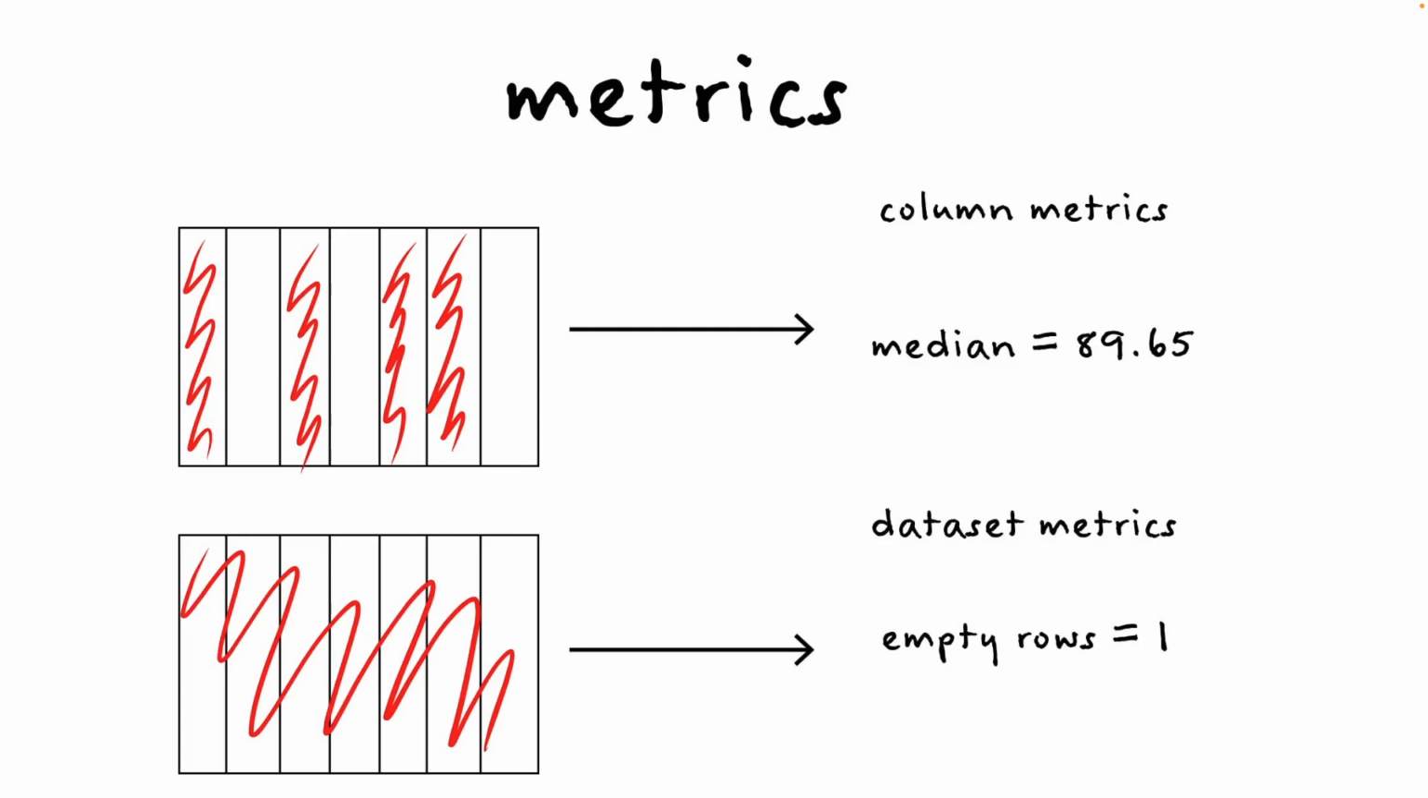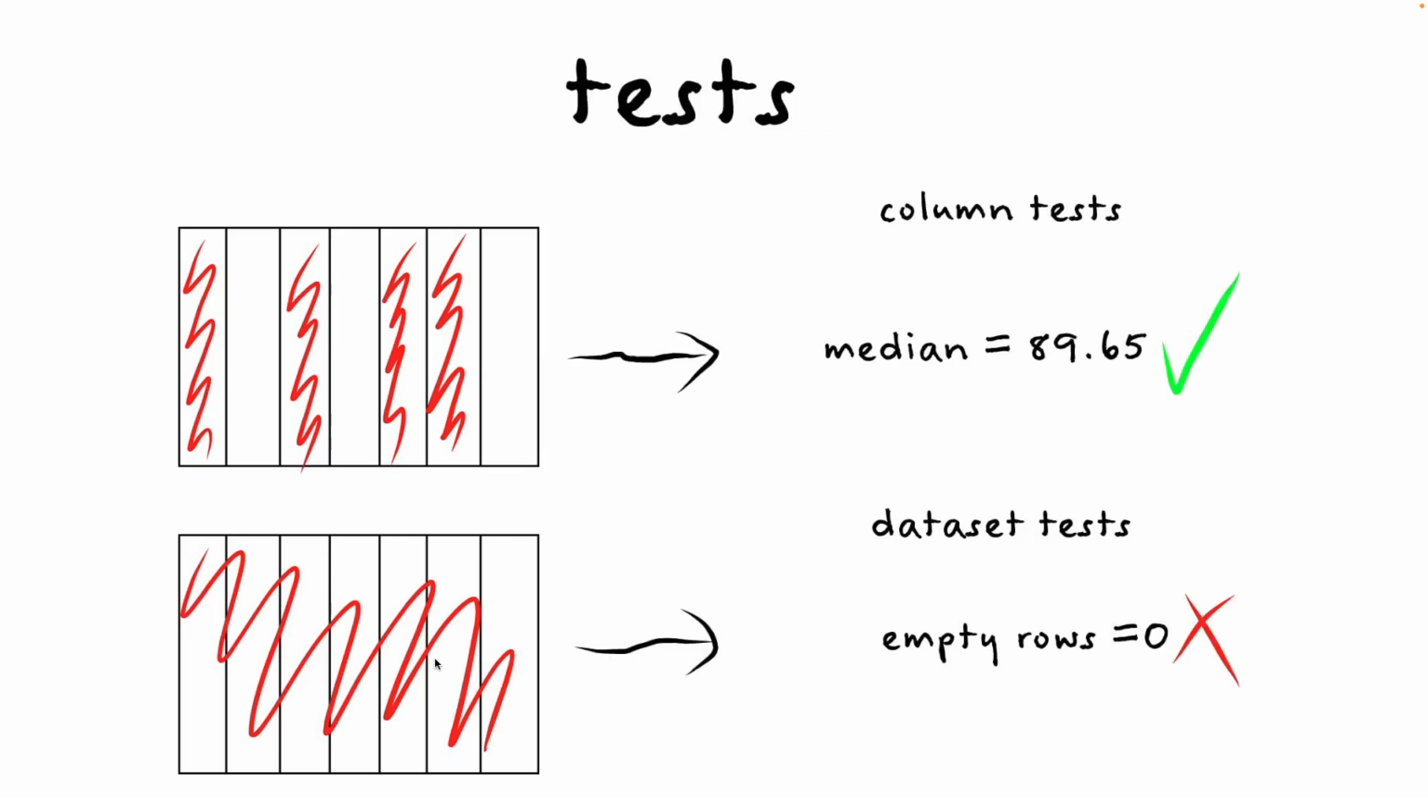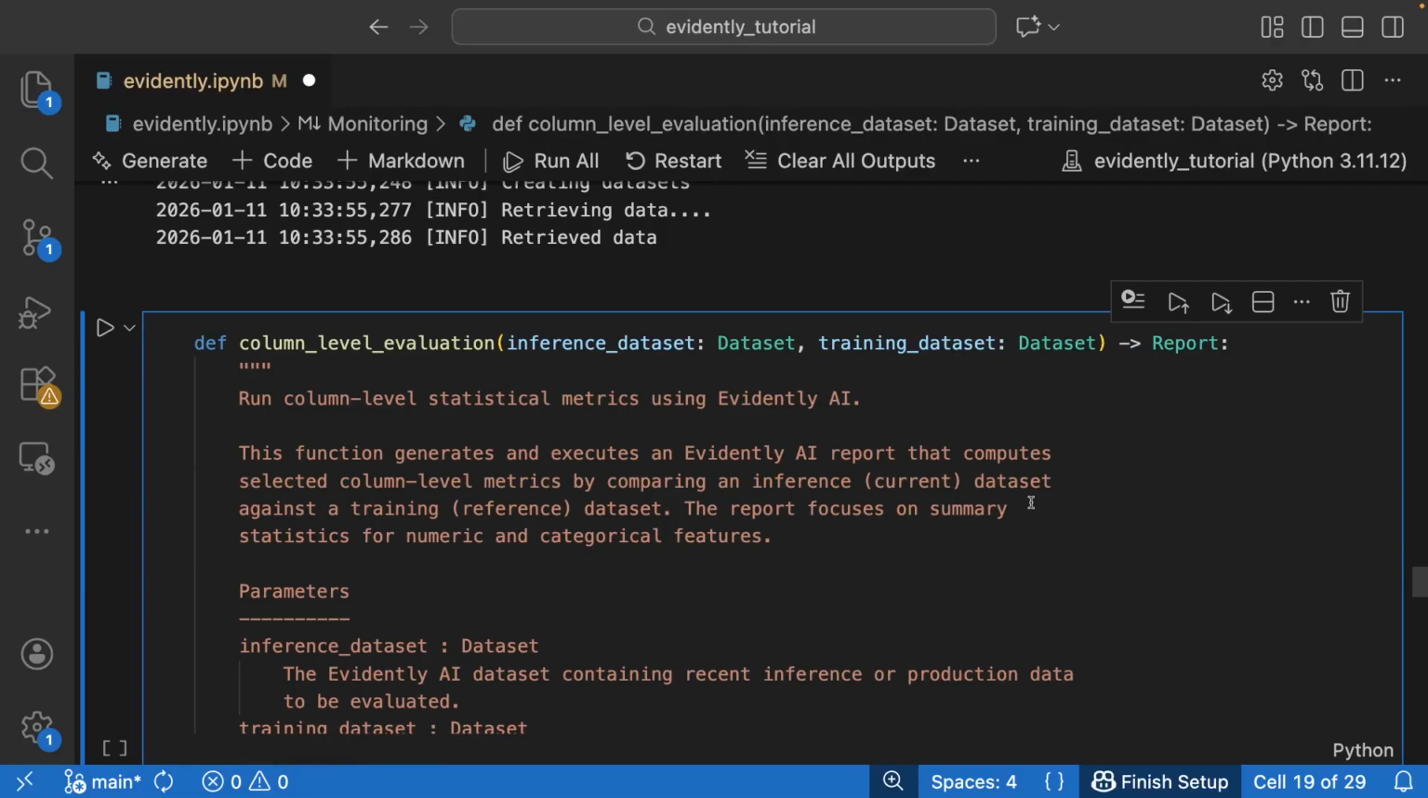For metrics, you can calculate metrics for columns or datasets. And likewise, those corresponding metrics can be used as tests for columns or tests for datasets. So now we're going to construct an evaluation that consists of column level metrics only, and we'll do that using our column level evaluation function. This takes in our two datasets.